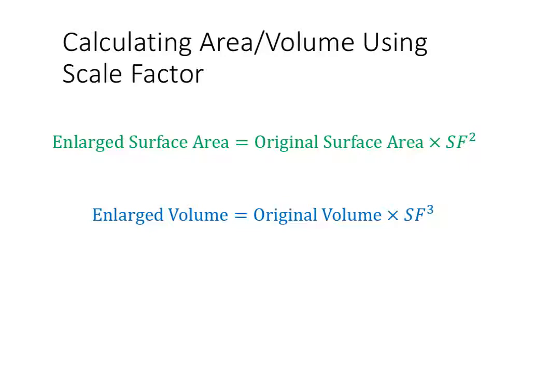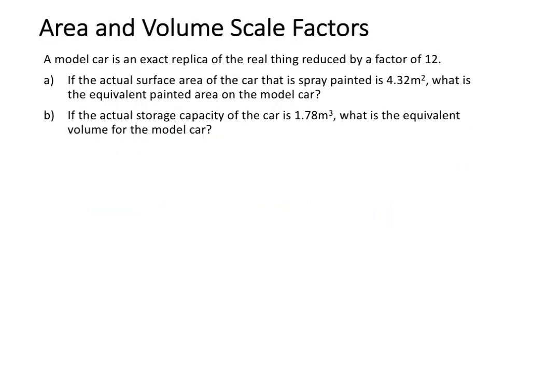So let's have a look at an example. In the question, we have a model car that is the exact replica of the real car and is being reduced by a factor of 12. In part A, if the actual surface area of the car to be painted is 4.32 meters squared, what is the area on the model car? For part B, if the storage capacity of the car is 1.78 meters cubed, what is the storage capacity of the model car? Before we get started, we'll do a couple of conversions.